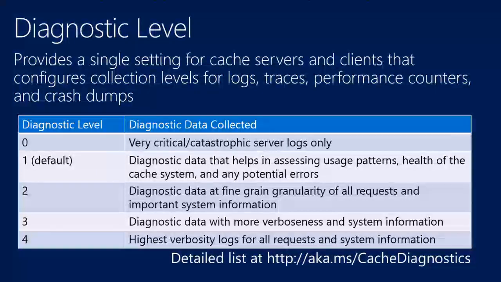The default level is 1, and that just gives you baseline data that helps you to monitor the health of your application. But if something goes wrong, it'll give you enough indication that you can scale up the diagnostic level to get more detailed information about what went wrong.